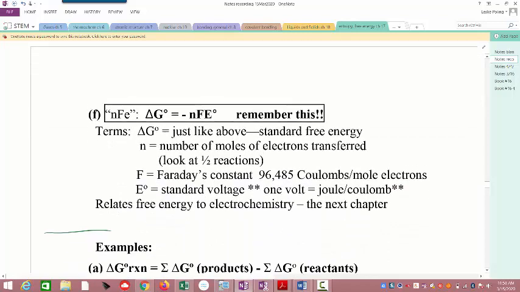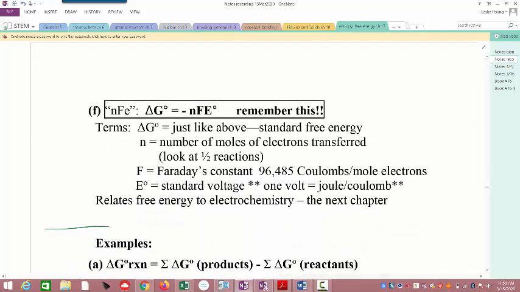And our sixth one. Your delta G at standard conditions equals negative NFE, where N is the number of moles of electrons transferred. So we're going to have to look at the half reactions.